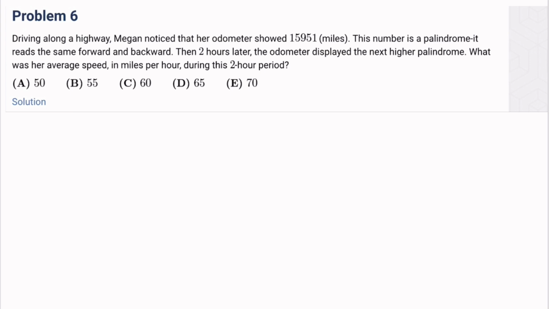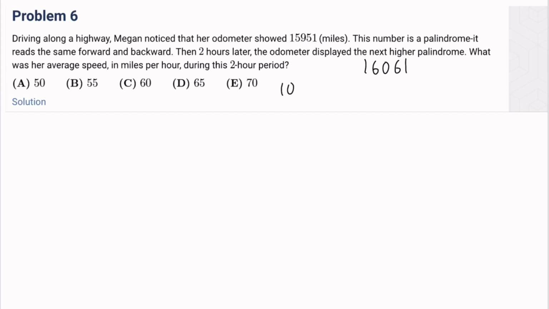Number 6, driving along a highway, Megan noticed that her odometer showed 15951 miles. This number is a palindrome which reads the same forwards and backwards. Then 2 hours later, the odometer displayed the next higher palindrome. What was her average speed in miles per hour during this 2-hour period? Okay, so let's find the next higher palindrome first, and that will be 16061, right? And so let's calculate the distance from 15951 to 16061.